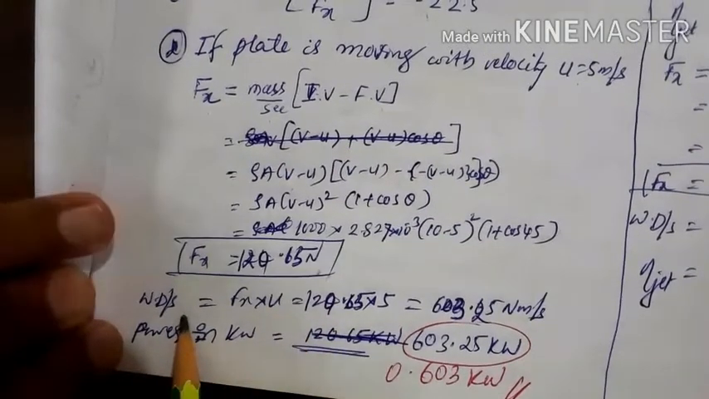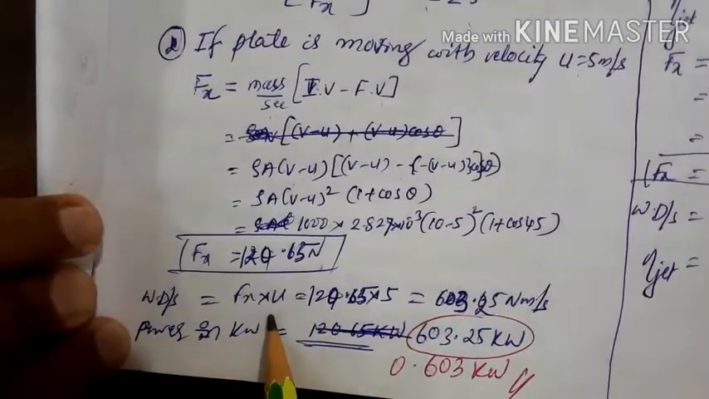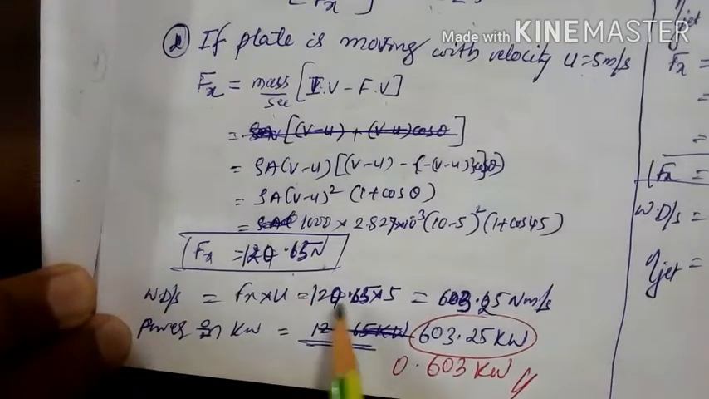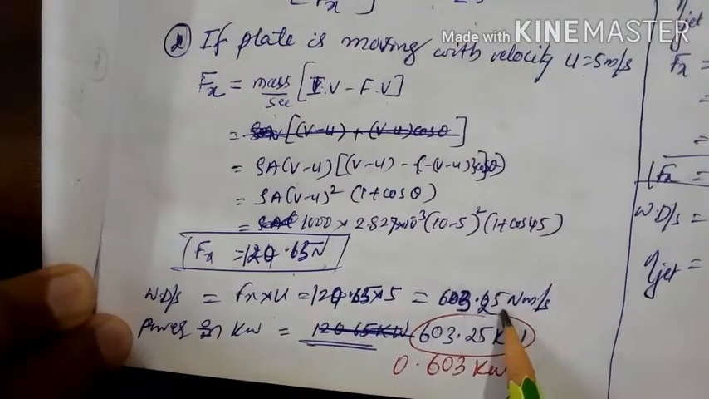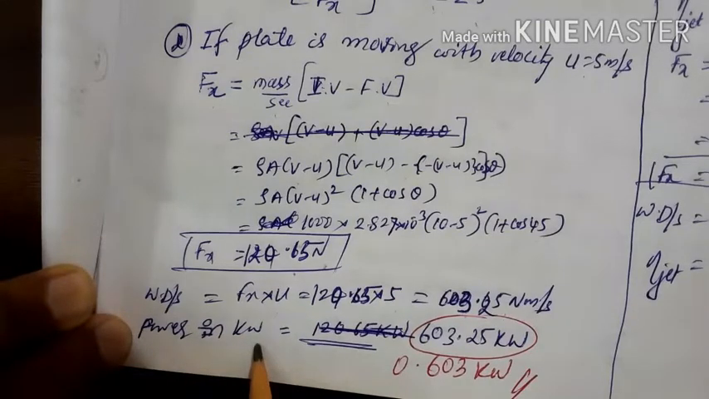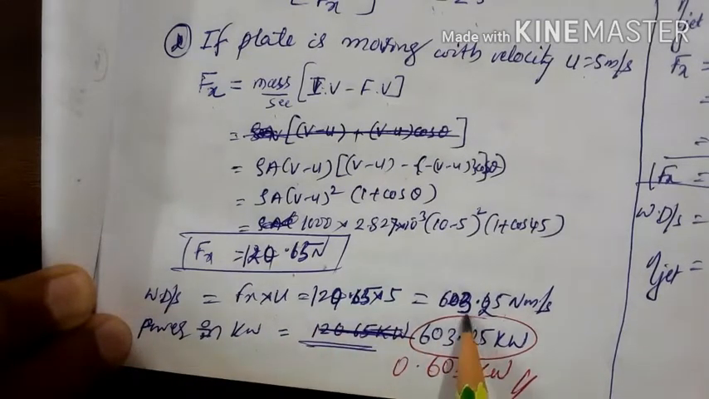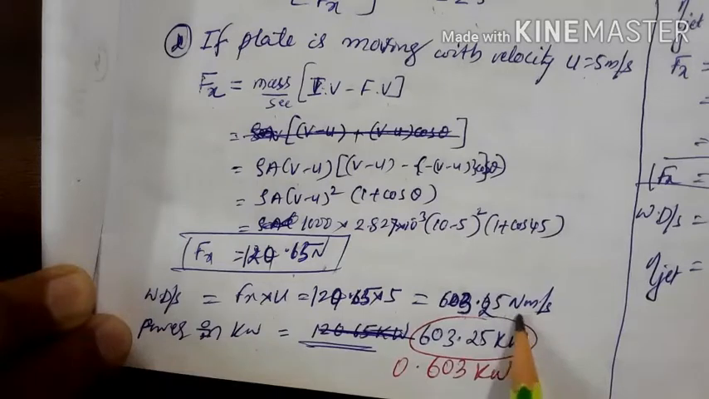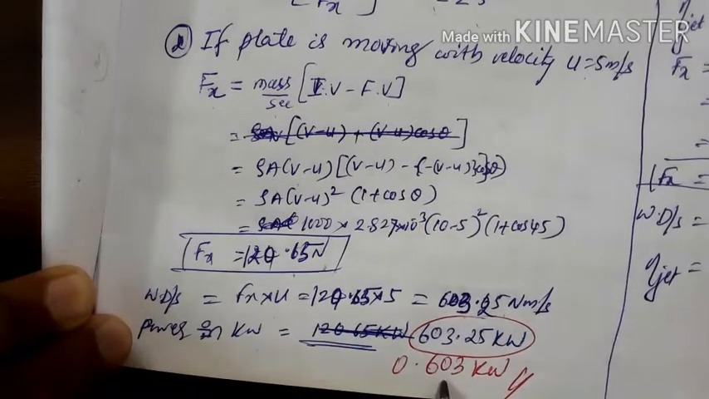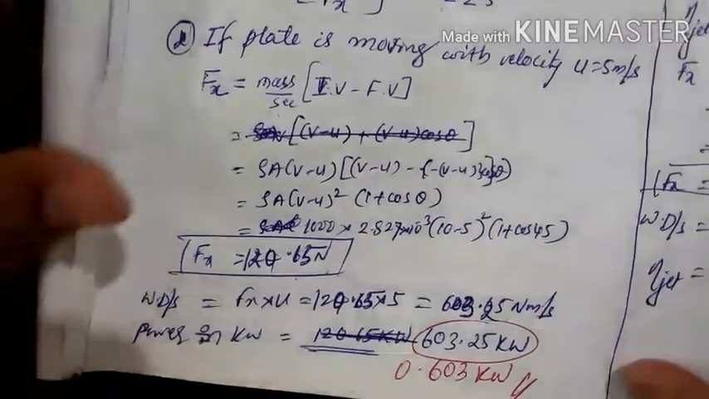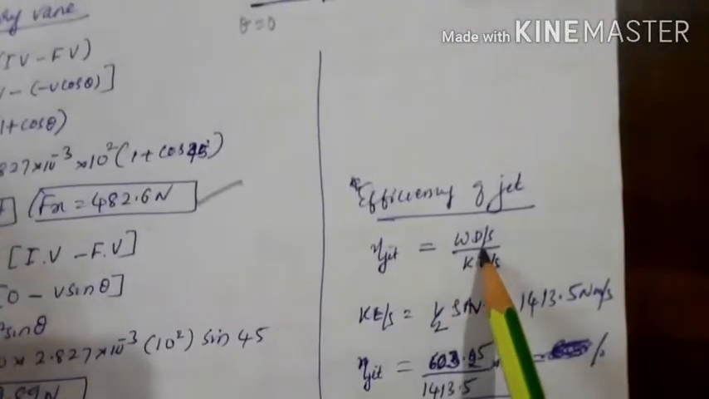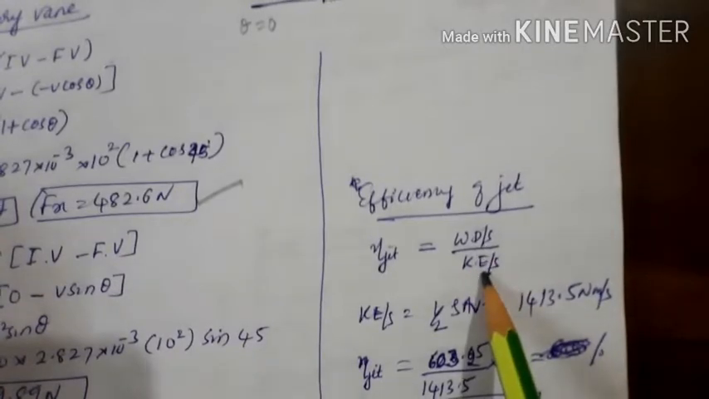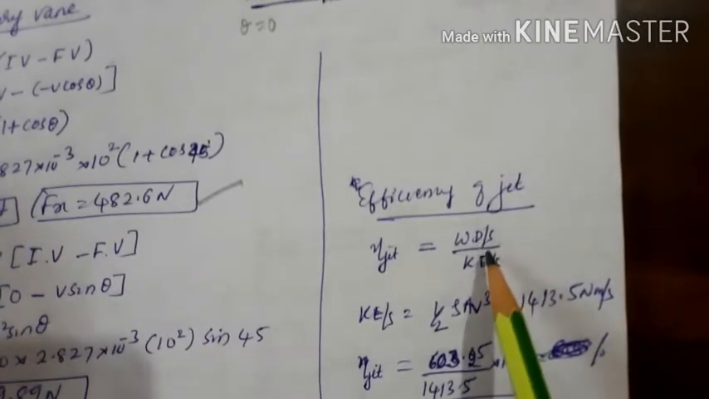Then work done per second, that is the force into the velocity of the plate. We have calculated Fx, then multiplying by the velocity of the plate, we get this much. Then the power in kilowatt, that is 603.25 is the work done per second. Then the power in kilowatt will be 0.603 kilowatt. Then finally the efficiency of the jet will be what? Work done per second is the output by input. The work done per second is the output.